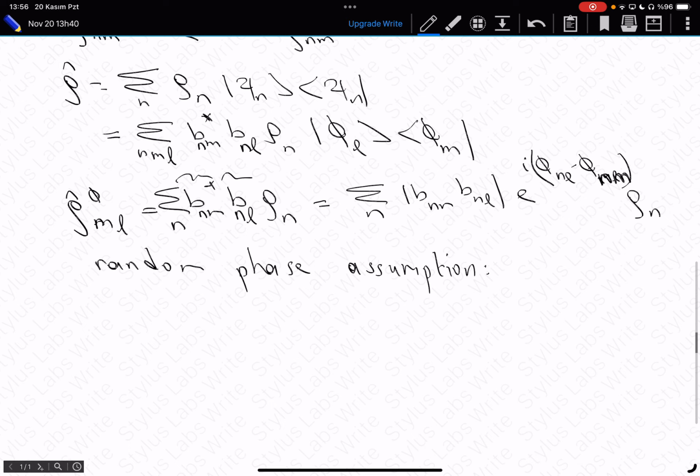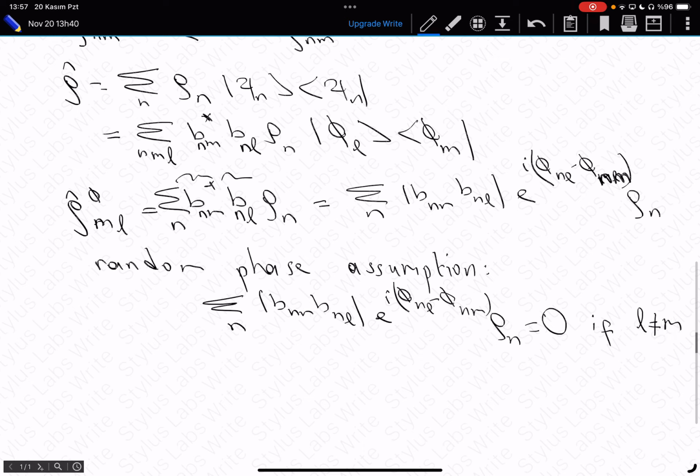Now this assumption basically tells us that unless l and m are equal, the cancellation is exact. That's just an assumption. It doesn't have to work all the time. It seems to work. So this just says that this sum is equal to 0 if l is not equal to m. When l is equal to m, there's no phase over there, so it's just rho_n, which is a positive number. That absolute value is a positive number, so you're just summing positive numbers.